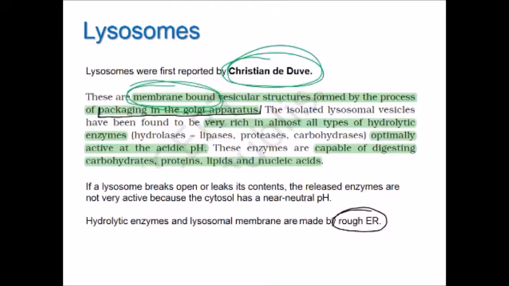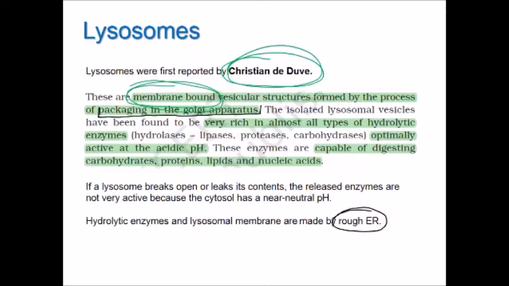Like I mentioned earlier, lysosomes are rich in enzymes called hydrolytic enzymes, hydrolases. There are many types of hydrolases: lipases, proteases, and carbohydrases. You have studied some of these enzymes last year in digestion. Lipase, what does it digest? Lipids. Yes. When lipases digest fat, you will get fatty acids and glycerol. What about proteases? Proteases will digest proteins.